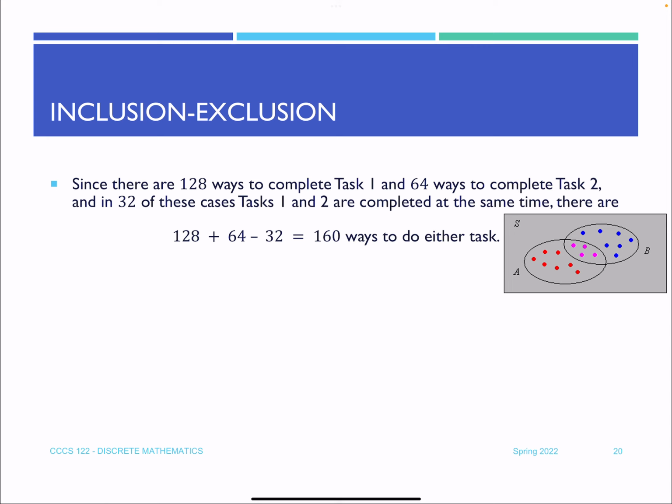Now, since there are 128 ways to complete task 1, 64 ways to complete task 2, and in 32 of these cases tasks 1 and 2 are completed at the same time, there are 128 plus 64 minus 32, or 160, ways to do either task.